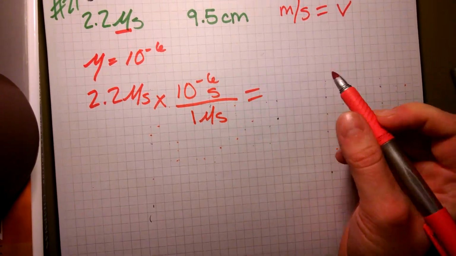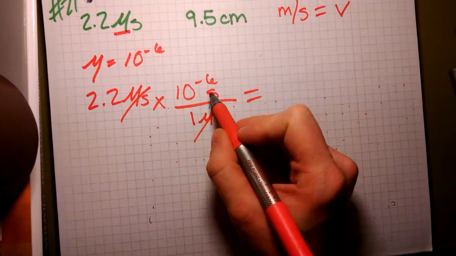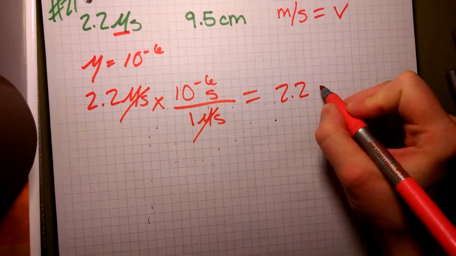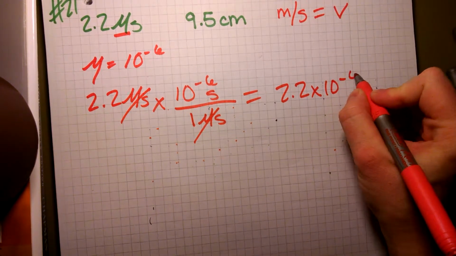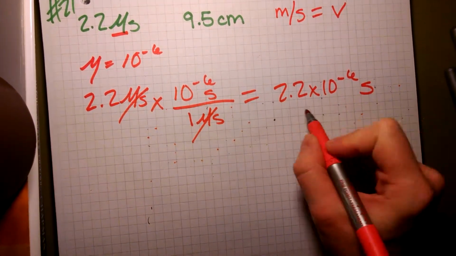Okay, we're going to multiply that together. Oh, look, that's going to cancel out. We're going to be left with the seconds. So we're going to have 2.2 times 10 to the negative 6 seconds. Okay, that's our time.